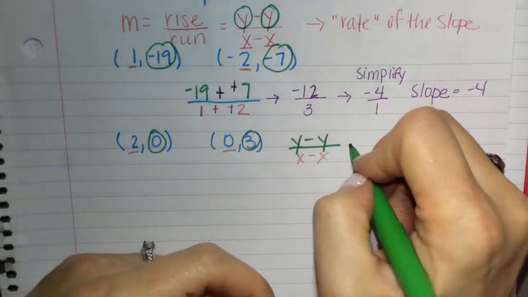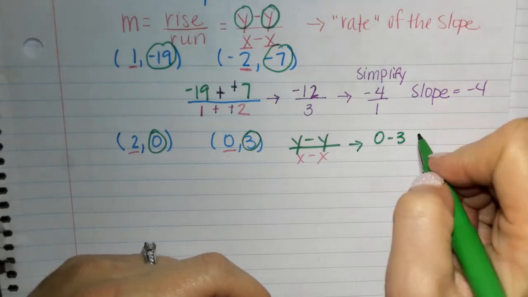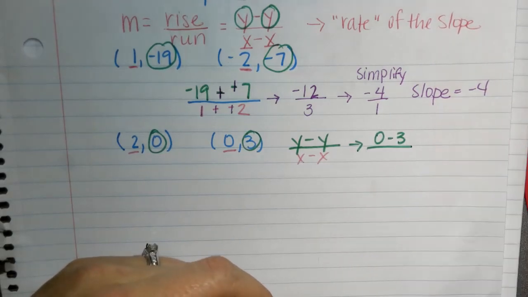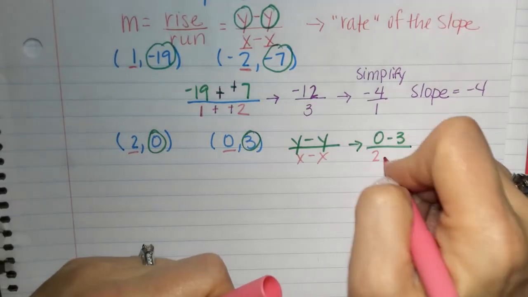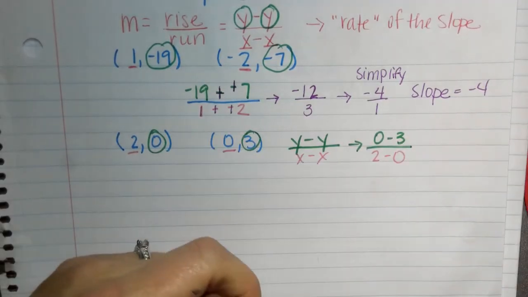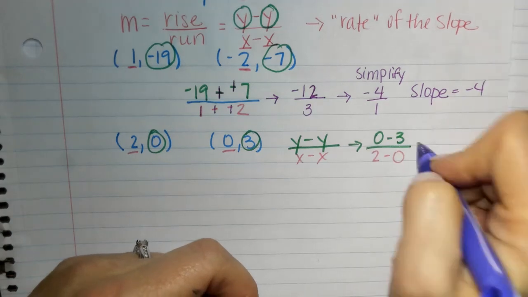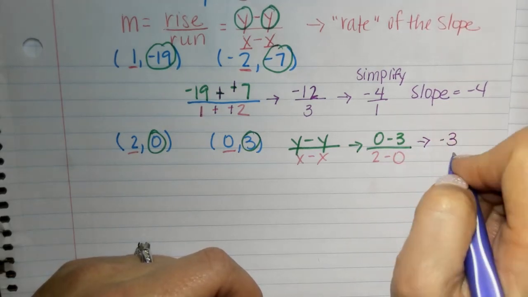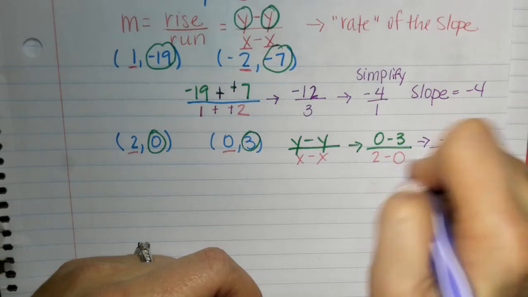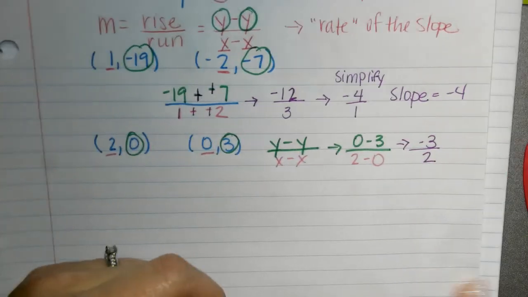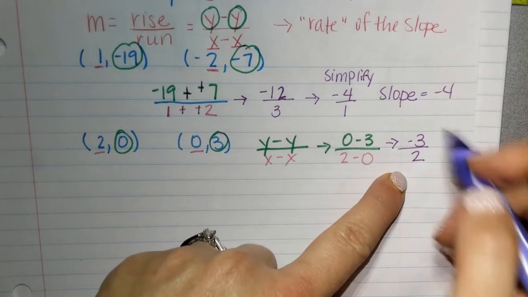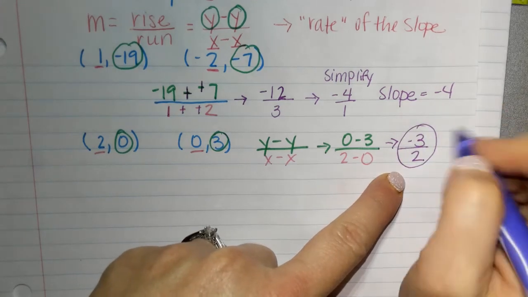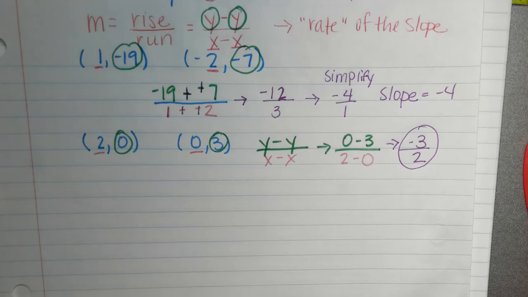So y minus y would give me 0 minus 3. And my x's would be 2 minus 0. And now I just need to solve for those. So we have 0 minus 3 is just a negative 3. And 2 minus 0 is a 2, positive 2. Well, we can't really reduce this anymore. So this is just your answer. Your slope is negative 3 over 2. Okay? Let's do one more.